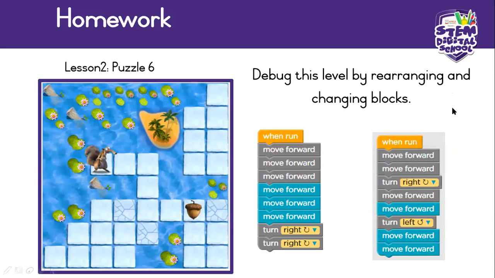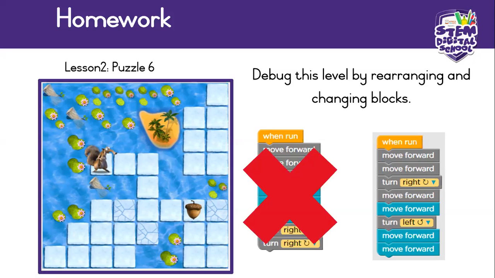This is what your homework was about. You had to debug this level by rearranging and by changing blocks. This first part is the part that they gave you, but there was something wrong. If we follow this coding, it says move forward 3 times. 1, 2, 3. Well, actually 6 times. Scrat would have fallen into the water. So that code was wrong. We had to debug the code by maybe using the step block, or if you could just see it with your bare eye what went wrong there, that is fine as well.